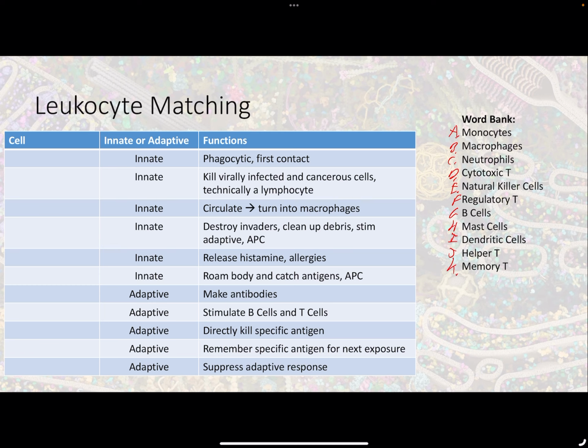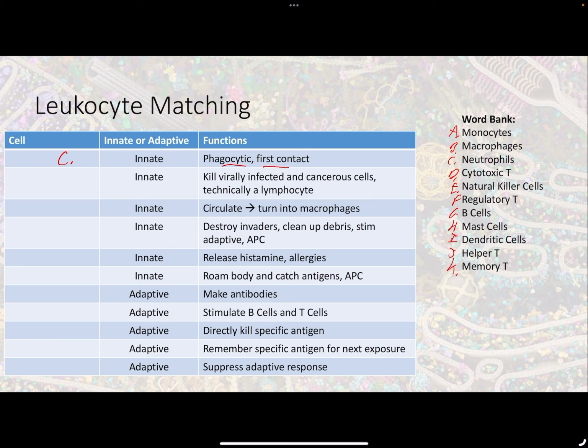And then I would encourage you just to pause this for a second and see if you can fill in the correct answers here. Okay, so the first one there, the most abundant white blood cell usually going to have first contact is our natural killer cell. Or sorry, not our natural killer cell, it's our neutrophil. So I'm going to put C right there.